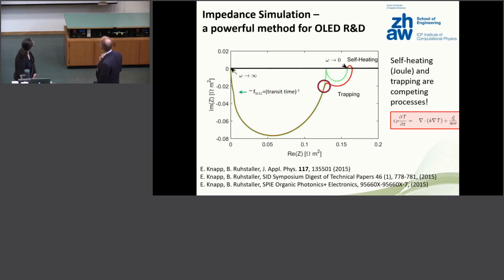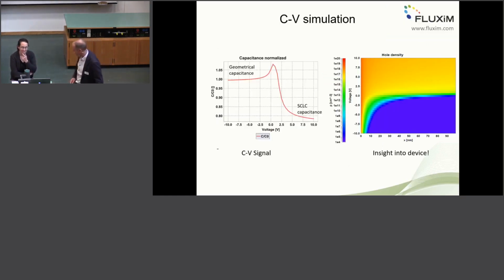Then if we introduce trapping, we can also get an additional semicircle at the low frequency side of this whole curve. And interestingly, if you add self-heating, and I have to say that in Setfos we do not consider self-heating yet, but Evelyne Knapp published a nice study where an additional heat equation was solved consistently together with the drift-diffusion equations, then you can even get negative capacitance, or in this representation, a positive semicircle.